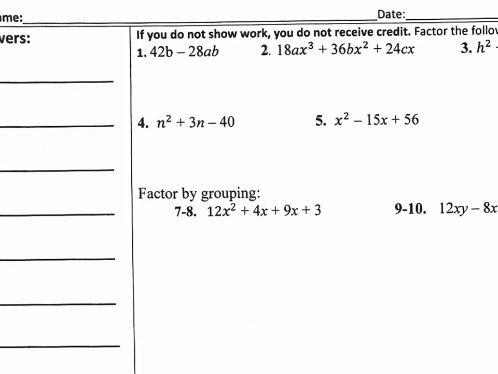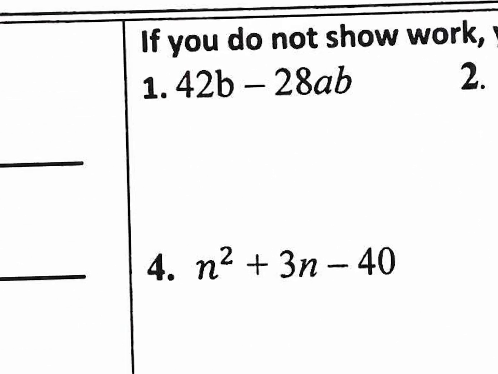So on number 1, if you say that the greatest common factor is 7b, that's incorrect, because it's not the GCF. G means greatest, right? So you want the greatest common factor. So there is 14, which is greater than 7, that'll fit in both. So we need a 14 with a b out here. That's your GCF.